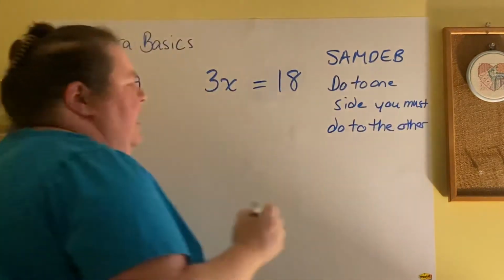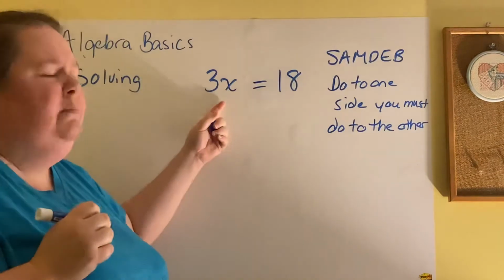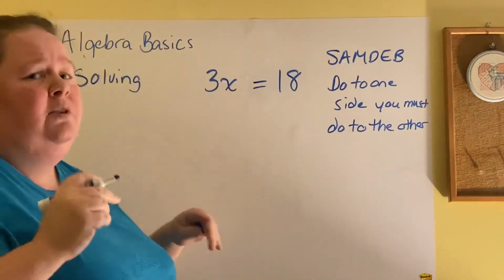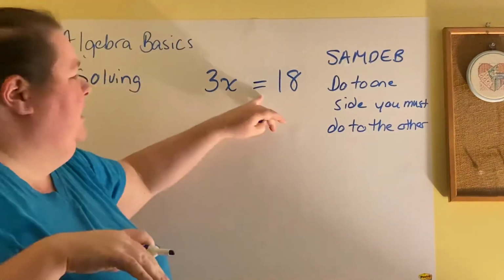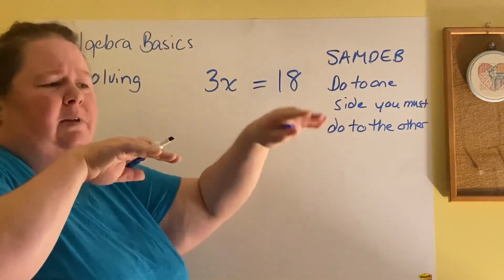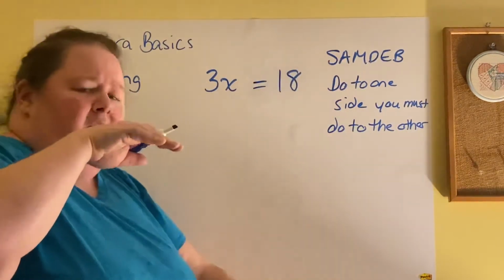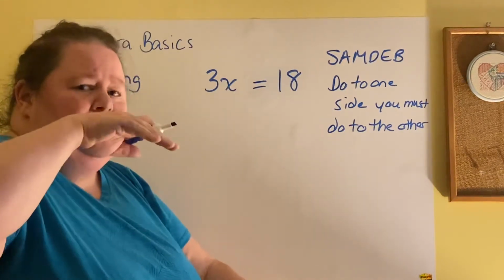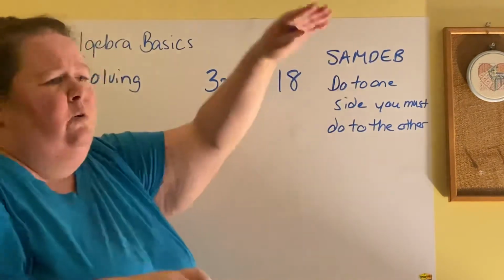And the reason for that is if I do something to one side, but I don't do it to the other, what I'm doing is I'm creating an imbalance, because really that equal sign is like telling you you have a scale. And if you do something to this side, but not this side, all of a sudden it's either going to go down and this is going to be stuck up like a teeter-totter, or the reverse.